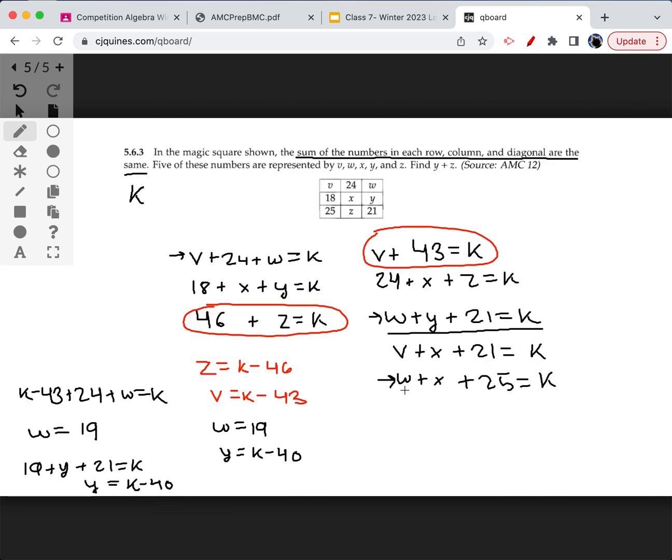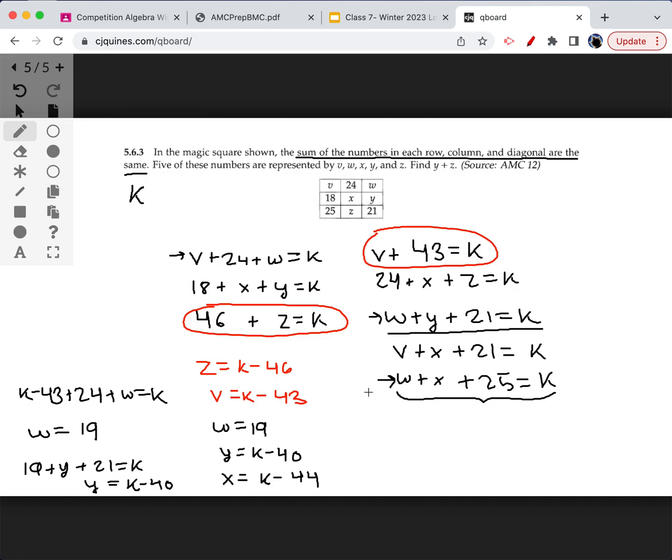And similarly, if we substitute in w is equal to 19 into this equation here, we get x is equal to k minus 44, I believe. Okay, so we get x is equal to k minus 44.